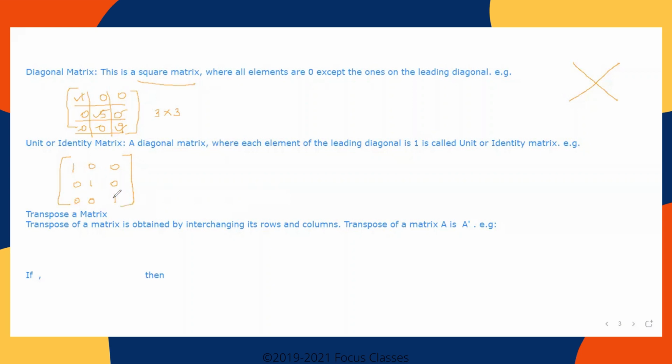So each element of the leading diagonal is 1. That is called an identity matrix.